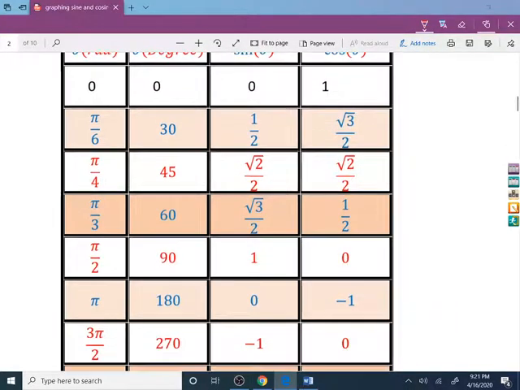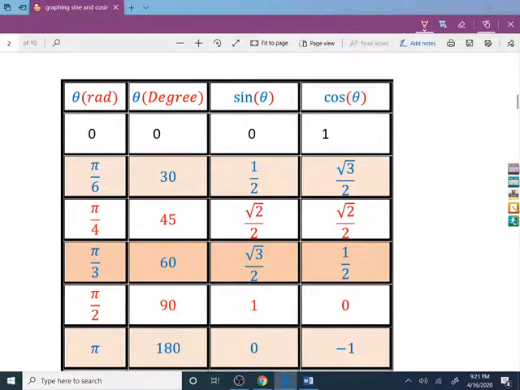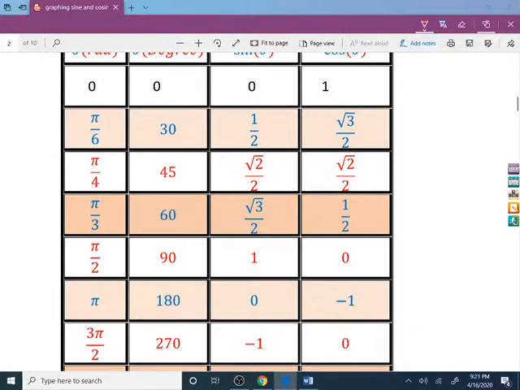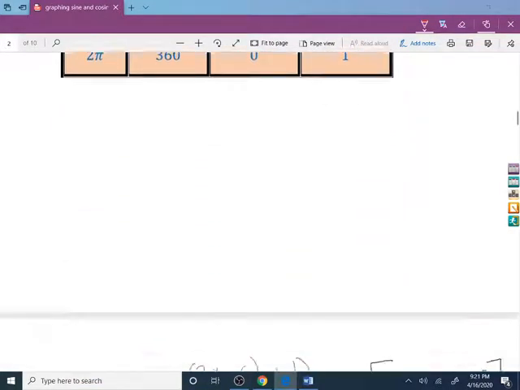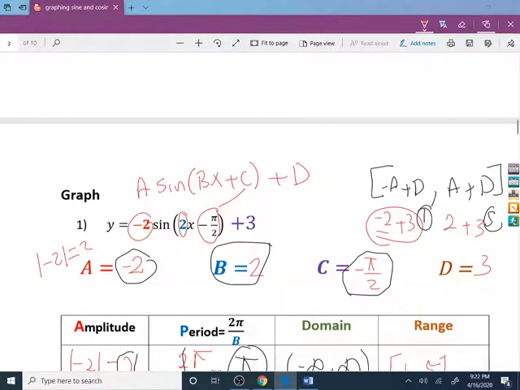This is my table. You have to memorize it, please. That will help me a lot. With time, every time you open it, but when you practice more and more, you'll memorize this table. This is my example. I have this example, and I've done most of it to save your time.